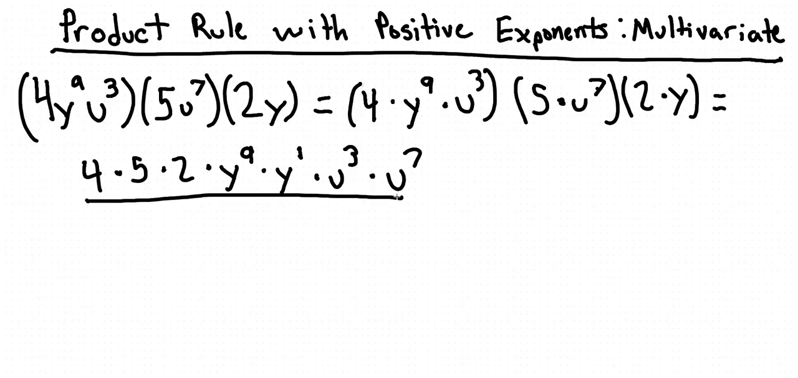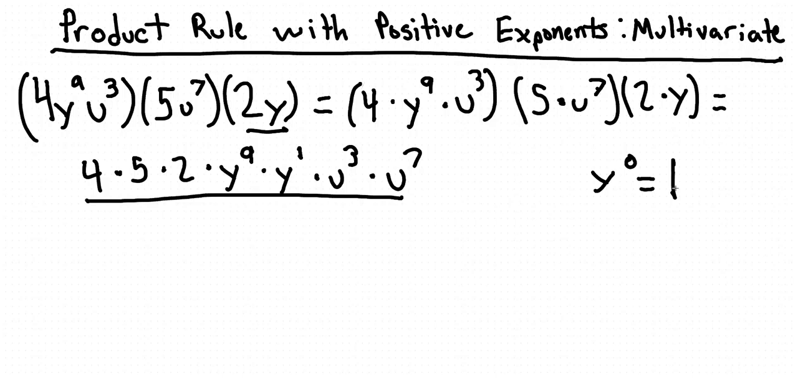Wait, why did you add an exponent of 1 to the y? We do this because whenever a variable does not have an exponent, like over here with the 2y, we know that there's an invisible 1 there. Well, why not an invisible 0? Why 1? There is a 1 and not a 0 because of the power of 0 rule. Any variable that is raised to the 0 power equals 1.